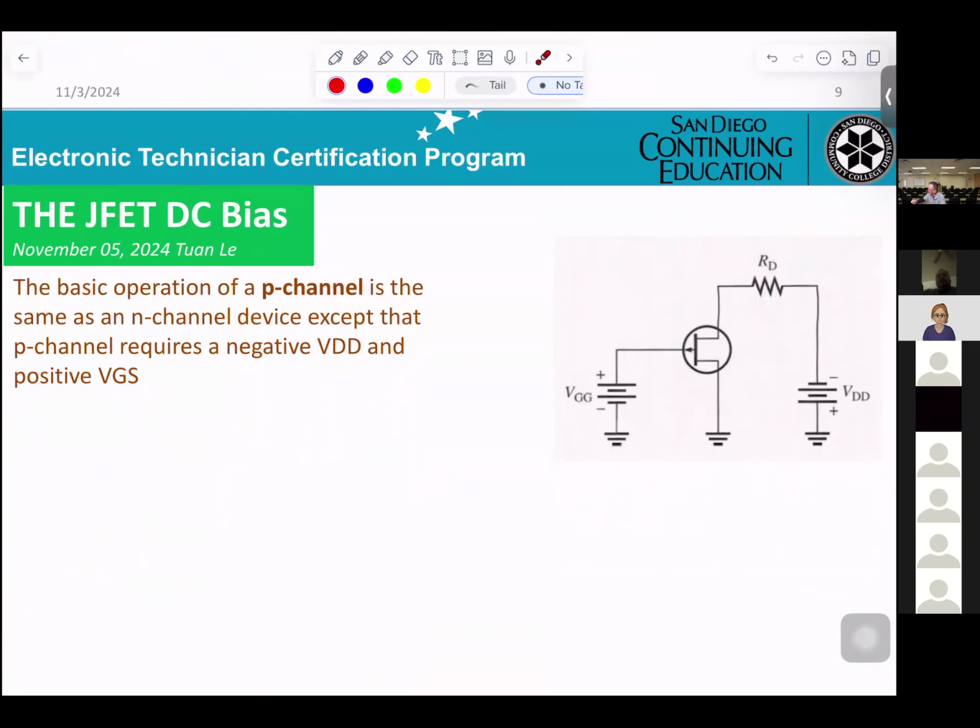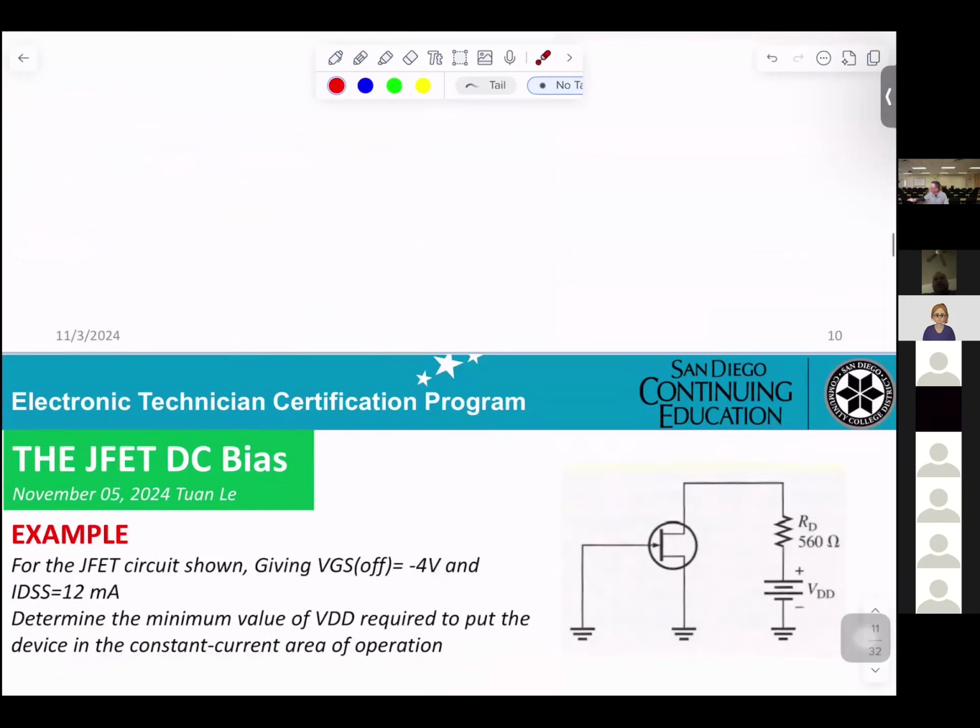Okay, this is a basic operation of P channel. It's the same as N channel, except that P channel requires a negative voltage. You see that? And that will be positive, the opposite of the N channel. Okay? That's what they let you know. We emphasize on N channel.